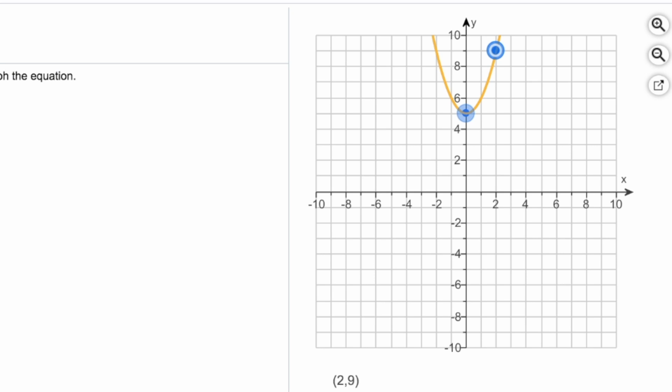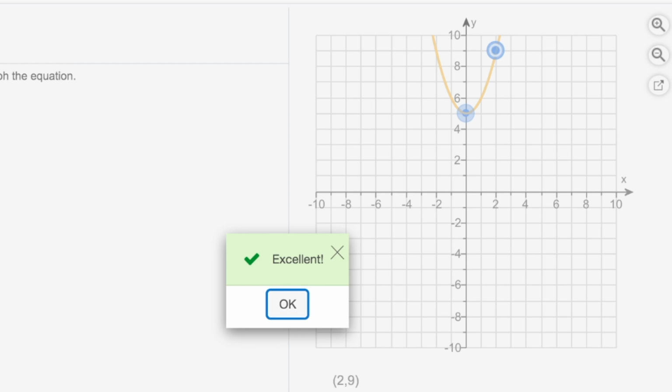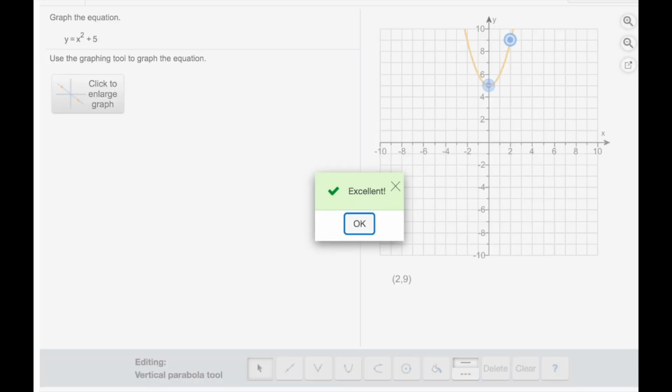So as long as I select one of the other ordered pairs that we found and we have the vertex, we should be good to go with plotting a parabola, and we'll see when we check this answer, it comes out good. And so yeah, that's the gist of how you would plot a parabola in Mathlab.